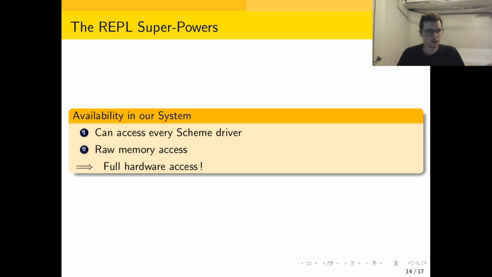The REPL is really useful because in our system it can access every Scheme driver, and it has full or raw memory access if you want. As a consequence, it has full hardware access. An important part of operating system development is tinkering with hardware. So of course, having full hardware access in a REPL facilitates driver development a lot. With those tools, we really have what we need to start developing really quickly and experimenting with the hardware.